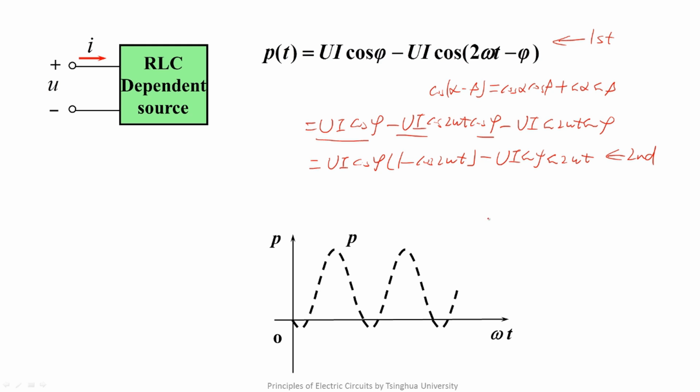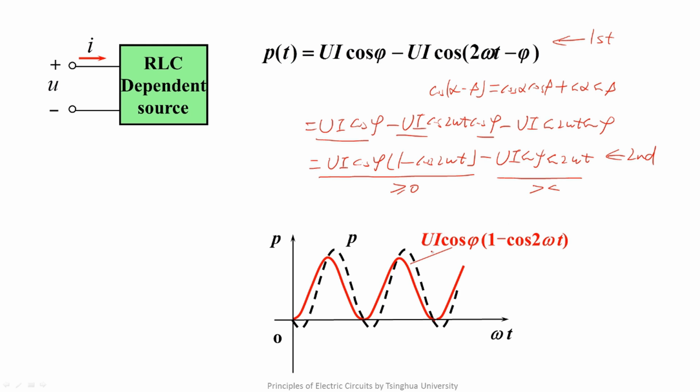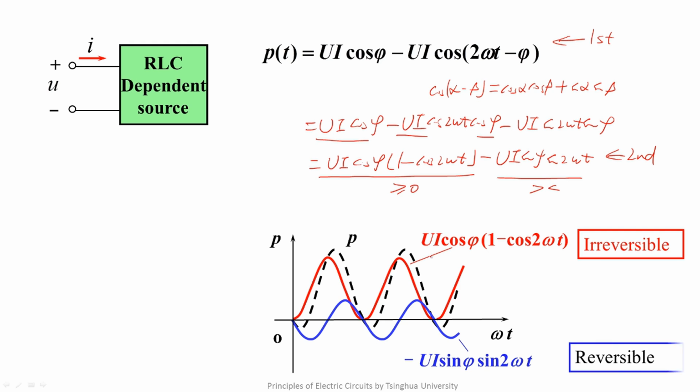Its absorbed instantaneous power, you see, this part is the part of no less than 0, and this part is the reversible part that changes between greater than and less than 0. That is to say, this is the first part, the irreversible one, and this is the second part, the reversible one. In the next few lectures, we will discuss in detail the first and the second one respectively.